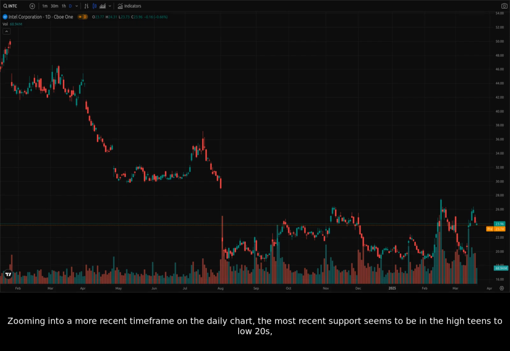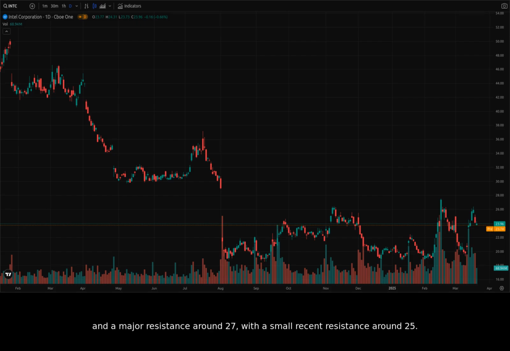Zooming into a more recent time frame on the daily chart, the most recent support seems to be in the high teens to low 20s, and a major resistance around 27, with a small recent resistance around 25. If it can break through the $25 resistance, I would expect an upside. But news needs to come out regarding AI or CPU/GPU sales.